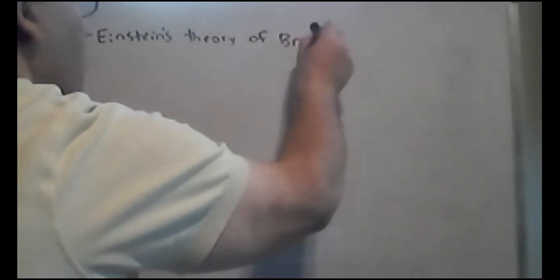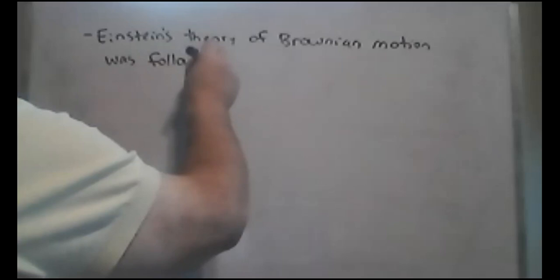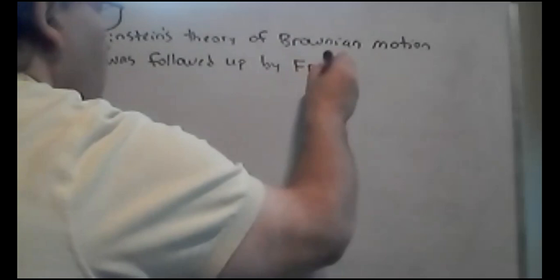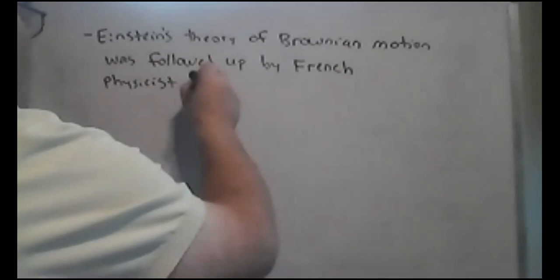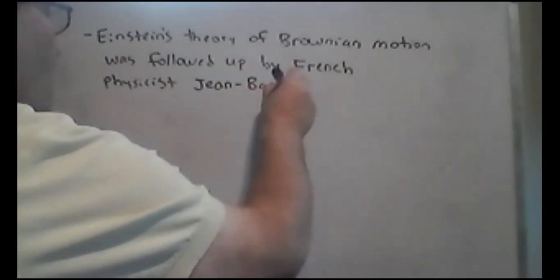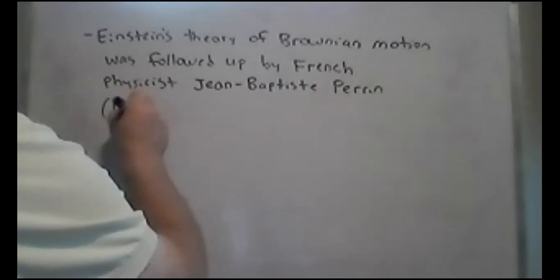So Einstein's theory of Brownian motion was followed up by French physicist Jean-Baptiste Perrin. Perrin lived from 1870 to 1942. And he carefully observed Brownian motion.